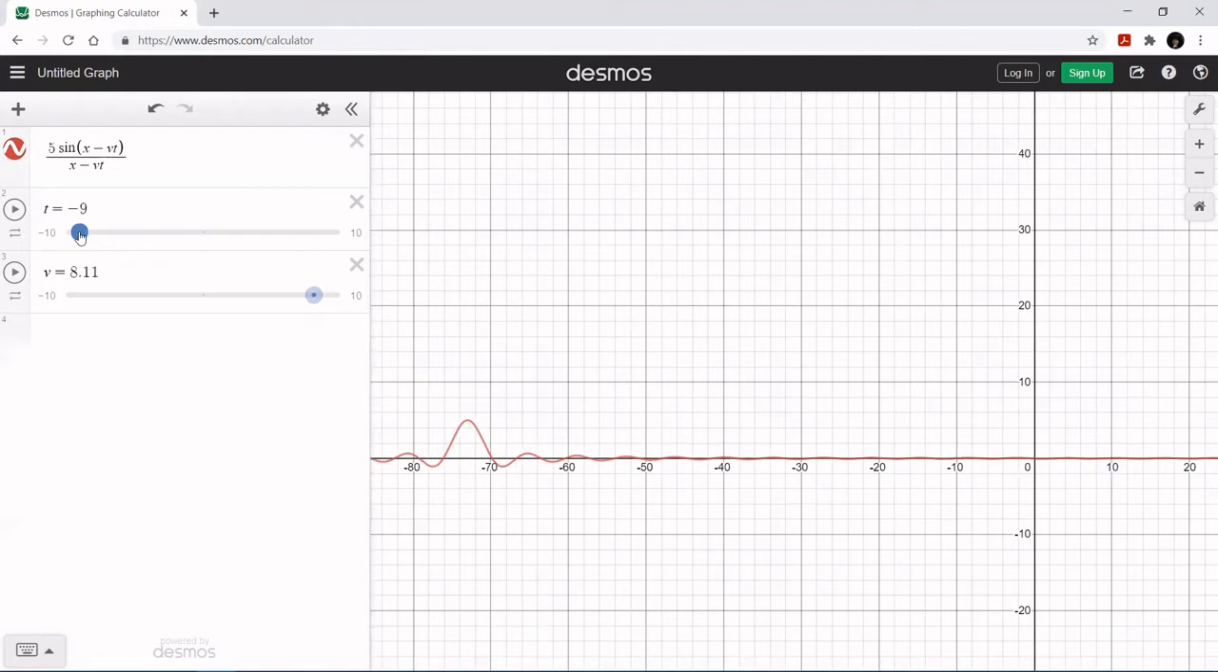Let's rewind the clock, and this time put the speed much lower, and sure enough, it does not move as quickly. So hopefully you're convinced that this quantity v really is a speed.